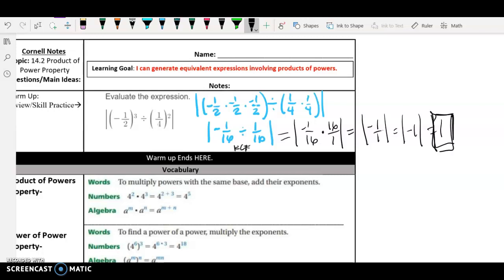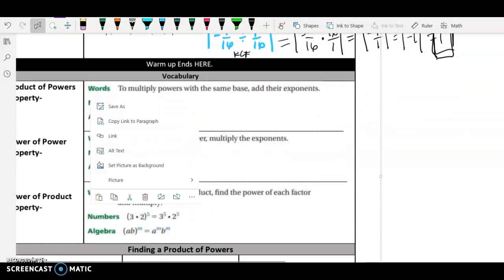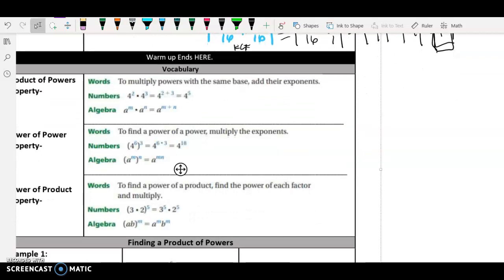I had a few questions about that one on the homework. All right, so let's get started with some vocab.